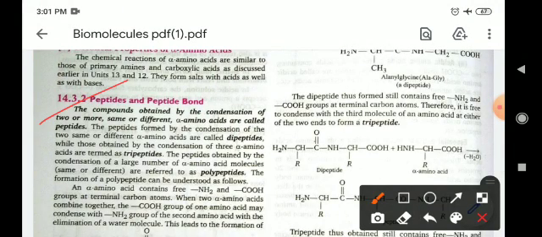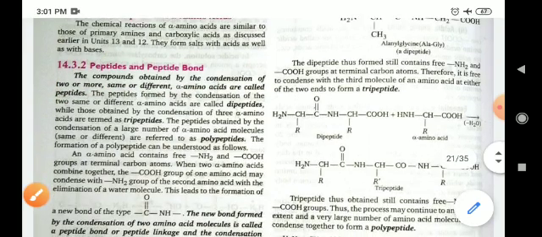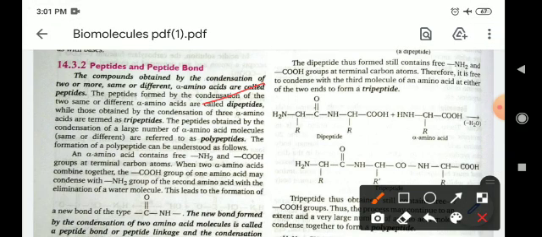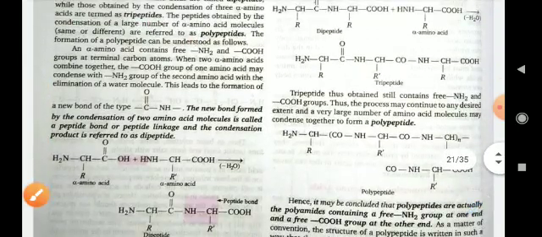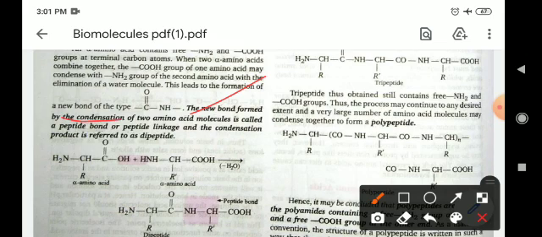The compound obtained by the condensation of two or more same or different amino acids is called a peptide. Okay, so according to the peptide bond, the alpha amino acids are classified into dipeptides, tripeptides and polypeptides. The new bond formed by the condensation of two amino acid molecules is called the peptide bond or peptide linkage, and the condensation product is referred to as a dipeptide.